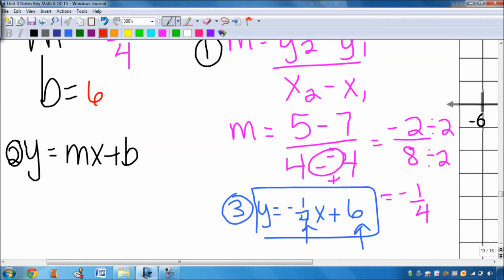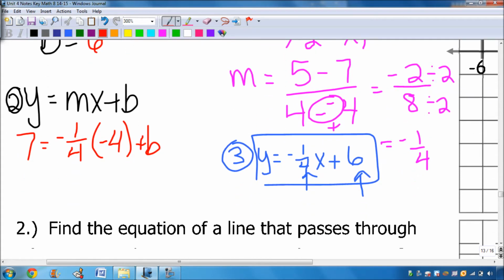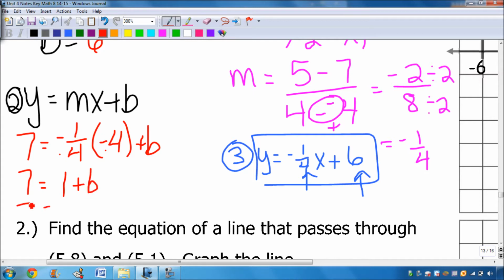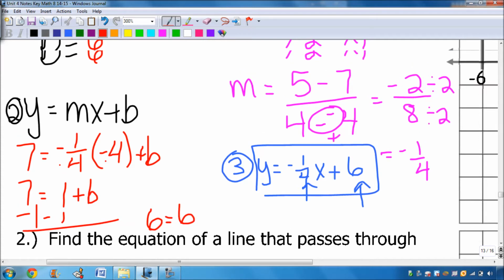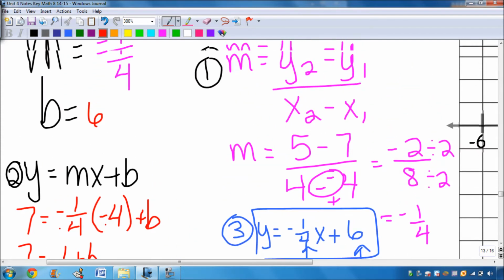So instead of y, I'm going to say 7. Instead of m, I'm going to plug in -1/4, and then I'm going to multiply it by -4, plus b. Okay? Now 1/4 of 4 is still 1. The double negatives cancel each other out, so you get +1 + b. Subtract the 1 from both sides, you still end up getting 6 = b. So it doesn't matter which way you do it, you'll still get the same y-intercept.